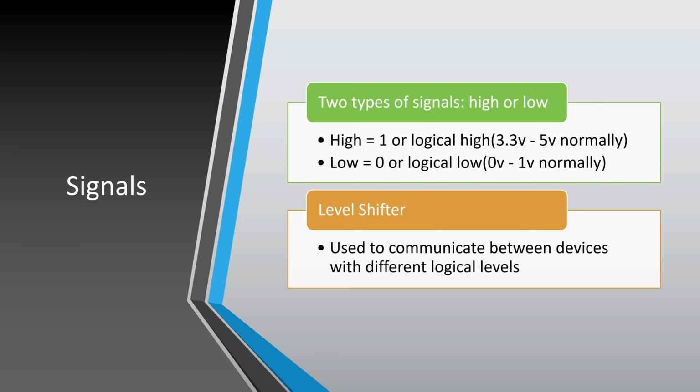One way to change what interface you're using and to change different modes and different levels of logical high and logical low is to use a level shifter, which is commonly used throughout these different interfaces between devices.